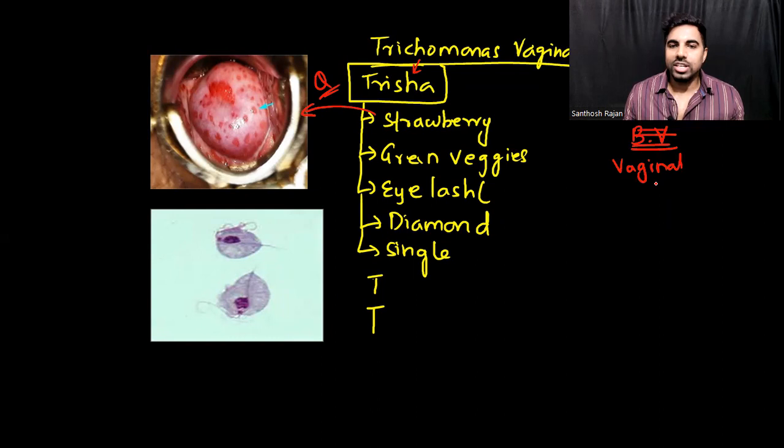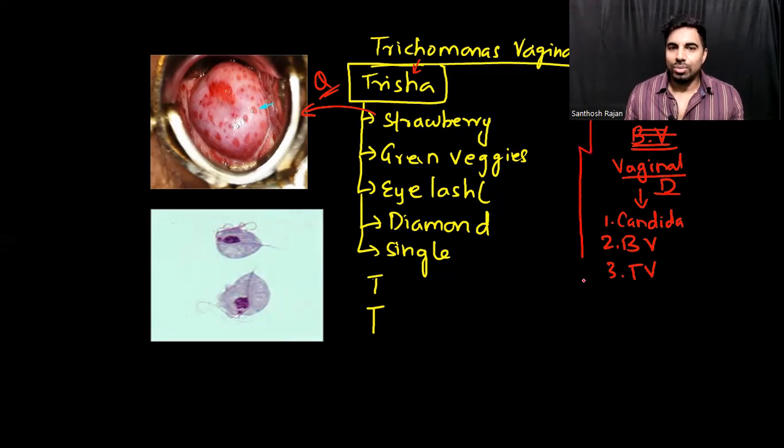When you talk about vaginal discharge, there are three important things: Candida, and BV, bacterial vaginosis. First one is fungus, second one is bacteria, and third one is Trichomonas vaginalis. TV is the most common cause among parasites. These are three important things. Now we're talking about Trichomonas vaginalis. In Trichomonas vaginalis, strawberry cervix, okay, one. And green veg, because you have a greenish, frothy discharge. Okay.